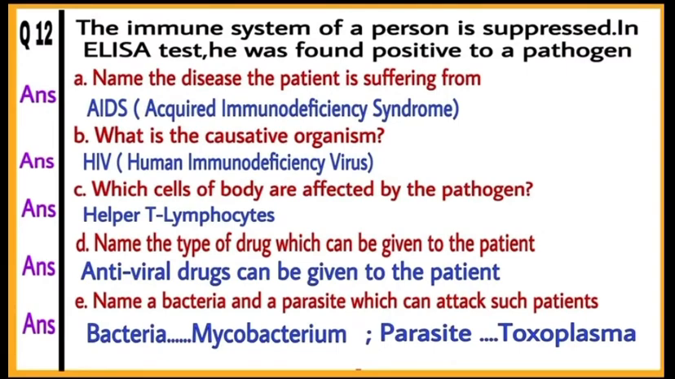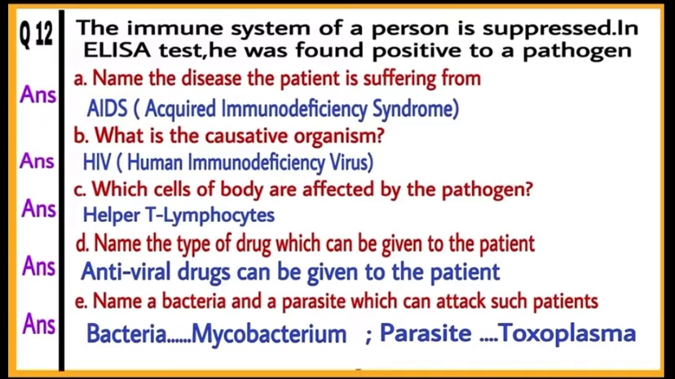Question 12. The immune system of a person is suppressed. In ELISA test, he was found positive to a pathogen. Now, part A. Name the disease the patient is suffering from. The patient is suffering from AIDS or acquired immunodeficiency syndrome.